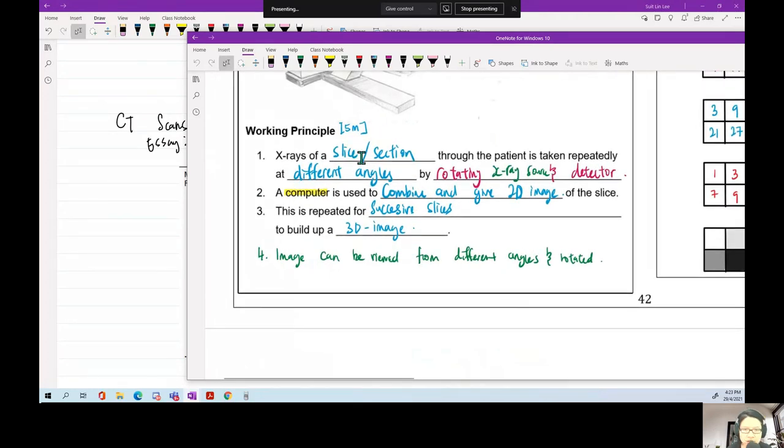So X-ray of a slice or a section through the patient is taken repeatedly at different angles. How do we take it repeatedly at different angles? Rotating the X-ray source and the detector. Okay. A computer is used to combine. Remember, we scan, combine, and give a 2D image of the slice. And we're going to repeat this for many, many slices to build up an X-ray image that is 3D.